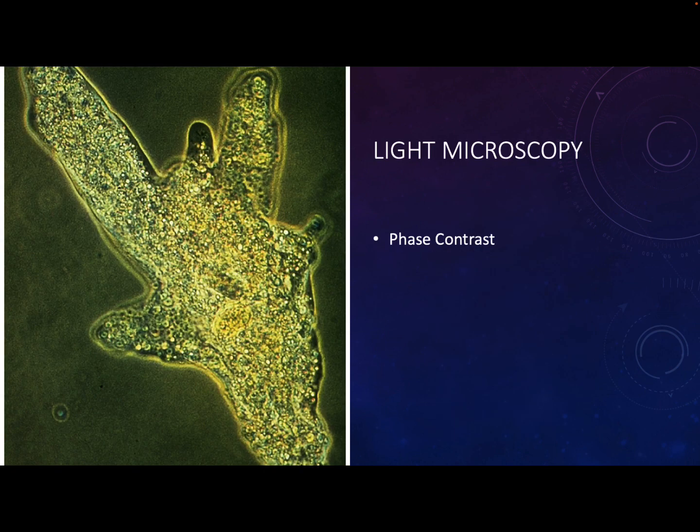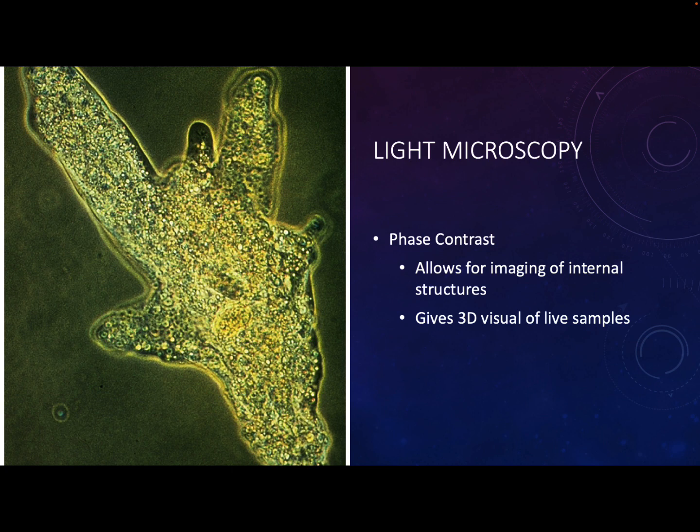We also have phase contrast microscopy, which can allow the imaging of internal structures, particularly if we're talking about fungi or protozoans. Another benefit with phase contrast is that it doesn't kill the organism. The light is not as concentrated as with bright field. And so phase contrast can allow you to visualize living structures as well.